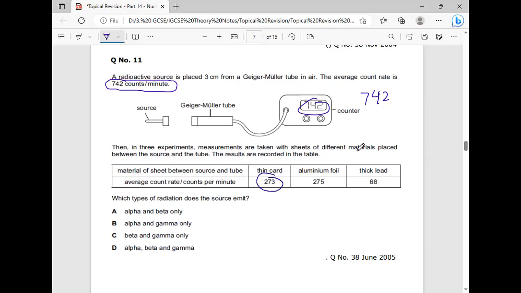Okay, thin card. The actual reading was 742. Now it has changed, so it means alpha are present. Aluminum foil. Now there is no drastic change. It is due to the random nature of the radiation. So it means there are no beta radiations. Now lead sheet, yes. Now it has drastically changed from 275 to 68. So it means gamma are present as well. So now which option is correct? Beta, no. So option B is the correct answer.